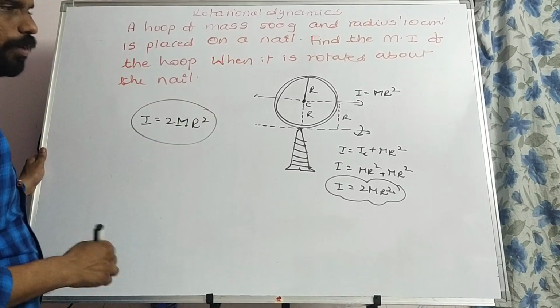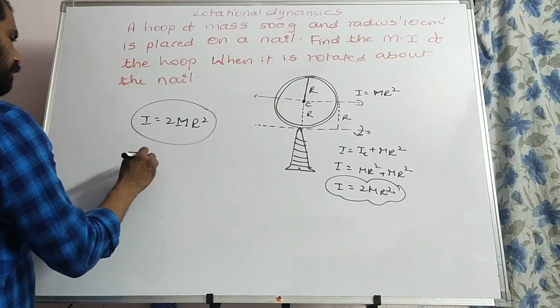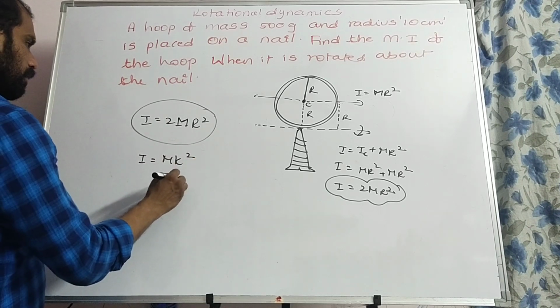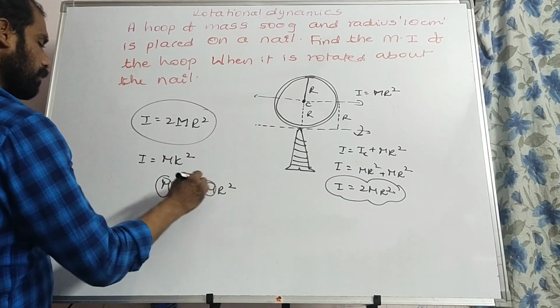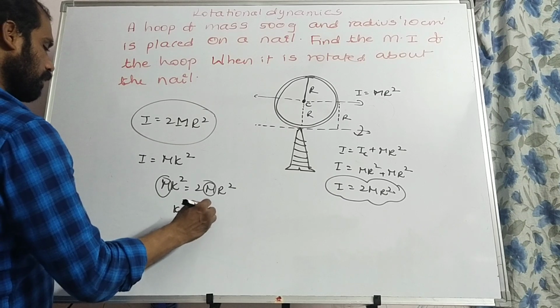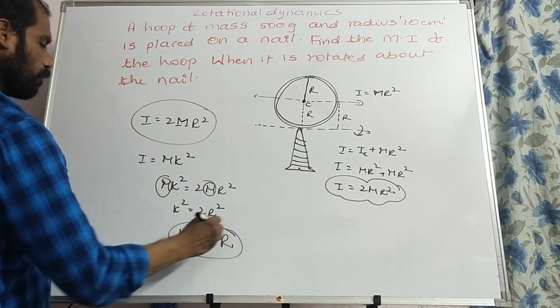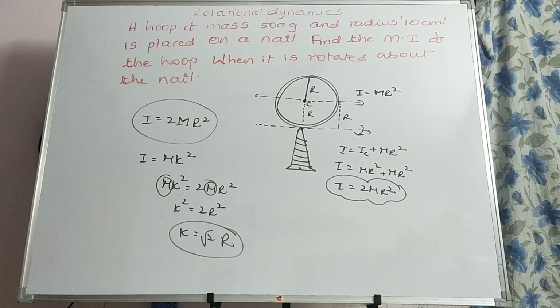Of course, we are finding the radius of gyration also. So what is the radius of gyration for this one? I is equal to mk square. Then mk square is equal to 2mr square. Here m gets cancelled. K square is equal to 2r square. K is equal to root 2 r is the expression. Okay.